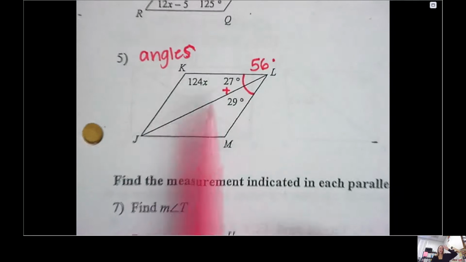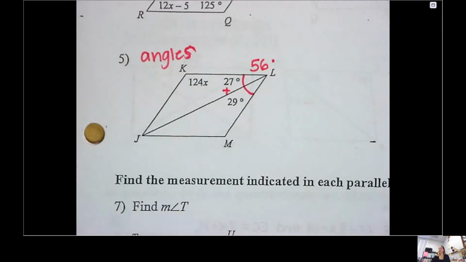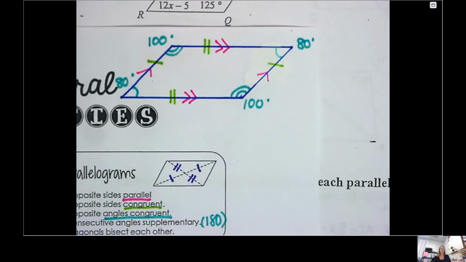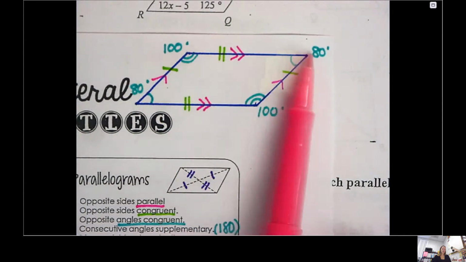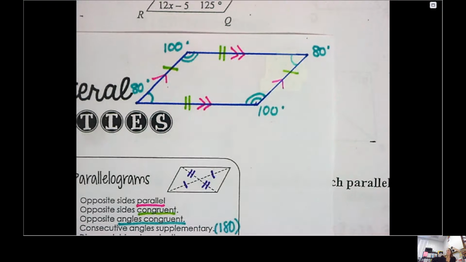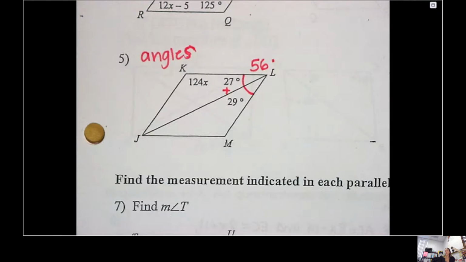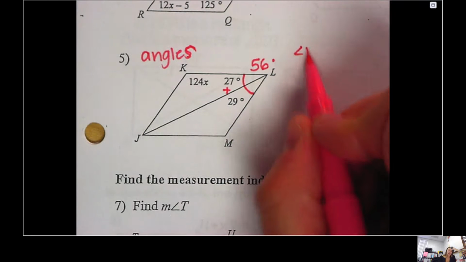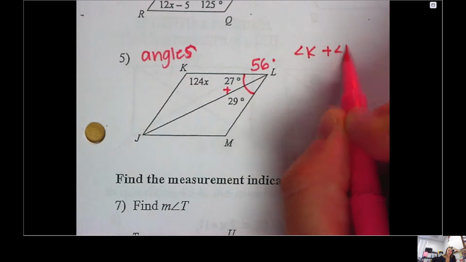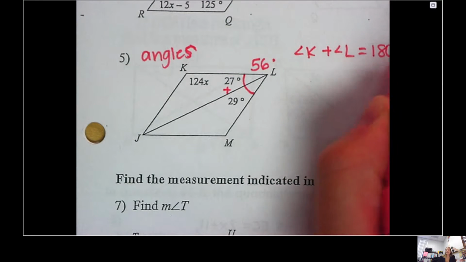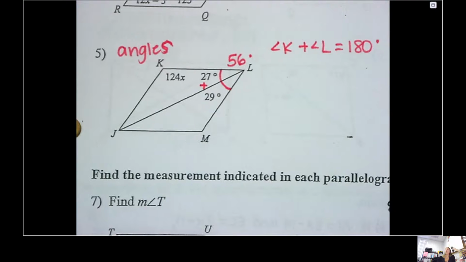Now, these are at the top of my parallelogram. If I come back over here, what do you notice about the angles at the top of your parallelogram? They equal 180. So how would I write this as an equation? Exactly. So you're going to take angle K and add it together with angle L and set it equal to 180.